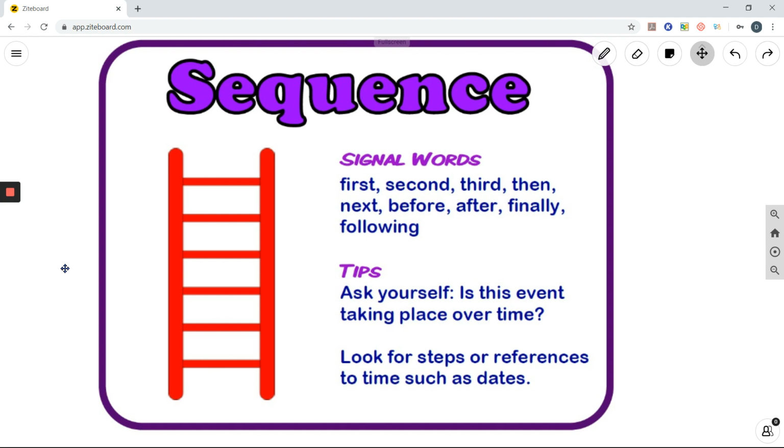So remember, when you're reading this nonfiction text structure, look for those signal words and ask yourself, when you get to an event, is this event taking place over time? And you can look for steps or references to time, such as dates.